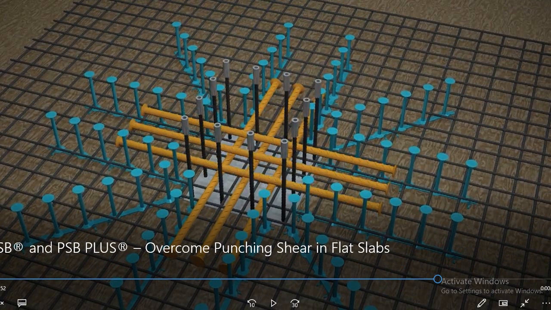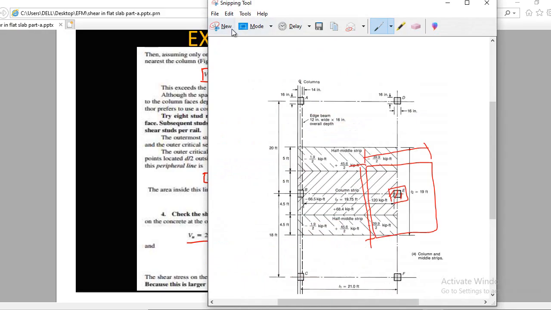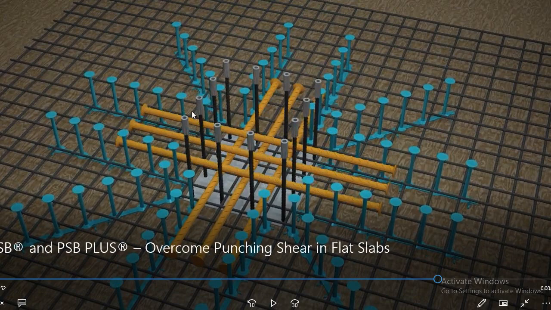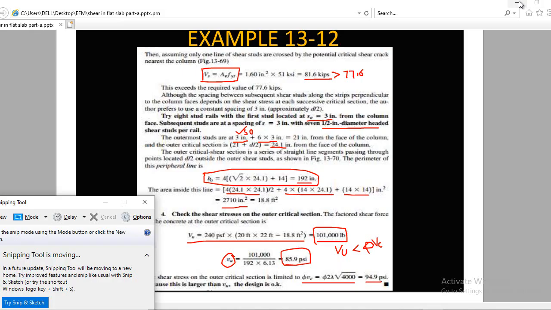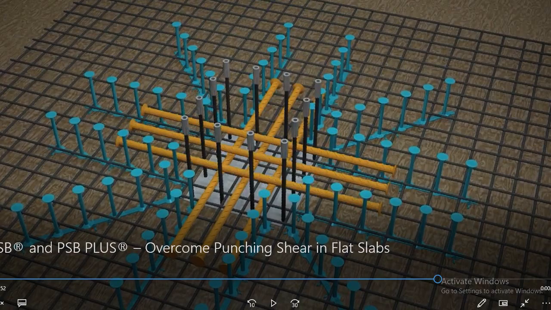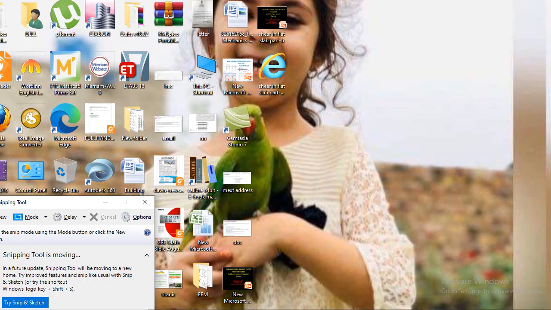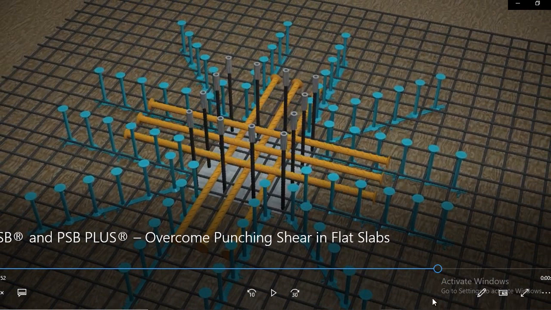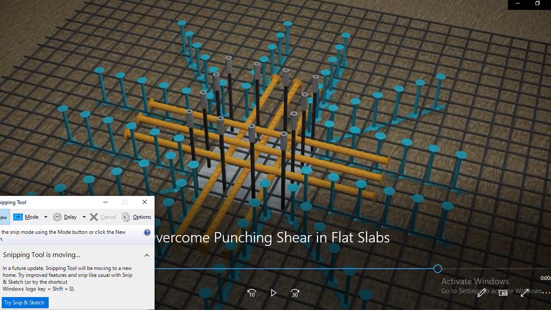Okay, let me draw here to understand it practically. Okay, why does it not work? I think it doesn't work for... yes, now it works.